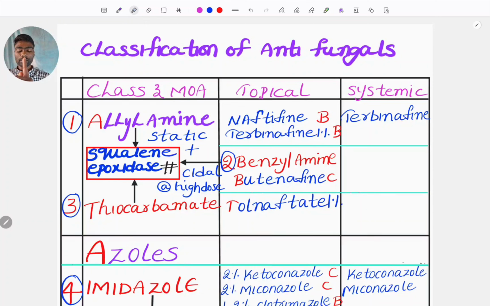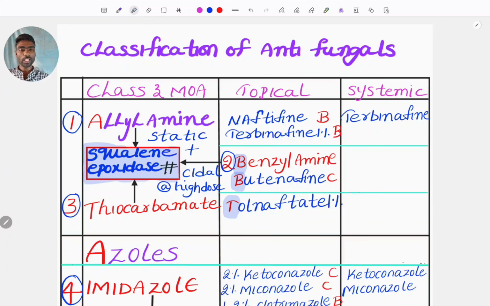First, remember first A for allylamines. Remember first enzyme, squalene epoxidase. It acts on squalene epoxidase. Similarly, other two classes of antifungals which act on the same enzyme squalene epoxidase: second alphabet B. B for benzylamine. Example also starts from B only, B for butenafine. Next, third drug. T for third, T for thiocarbamate. Its example, T for tolnaftate. All these three classes of drugs, allylamines, benzylamines, thiocarbamates, all three act on the same enzyme, first enzyme squalene epoxidase.